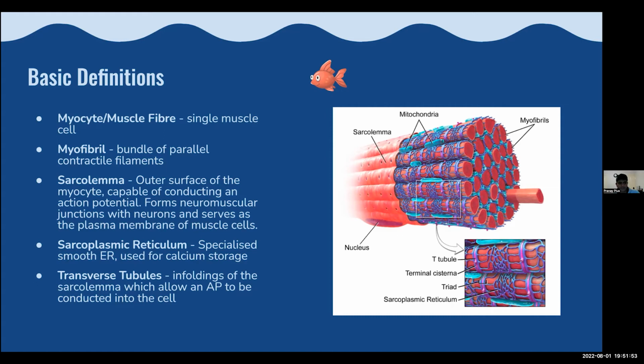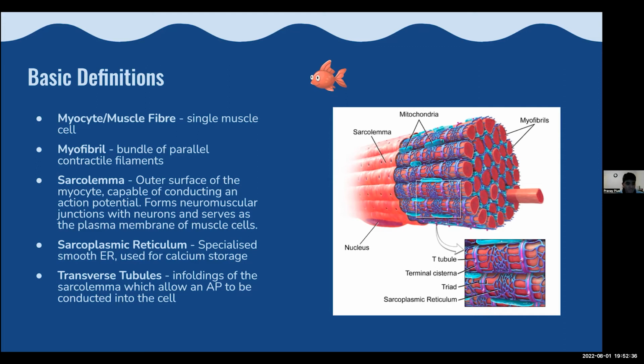So there's going to be a few new terms here. So you might have heard of plasma membrane or endoplasmic reticulum. In muscles, it's changed to sarcolemma instead of plasma membrane. So a sarcolemma is the outer surface of a myocyte or a muscle cell, and it's capable of conducting an action potential. Okay? So it forms neuromuscular junctions with neurons and serves as the plasma membrane of these cells. Alongside this is the sarcoplasmic reticulum. So again, not synonymous, but like the endoplasmic reticulum. In this case, it's only used for muscle storage. So it's a very specialized, smooth endoplasmic reticulum.